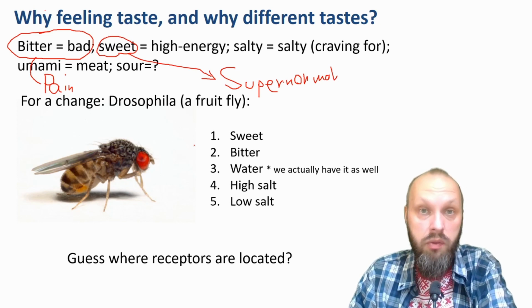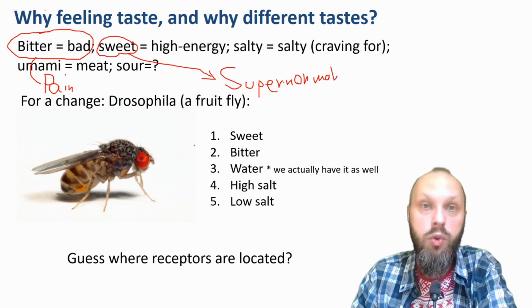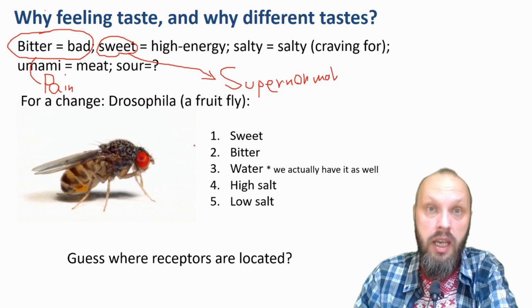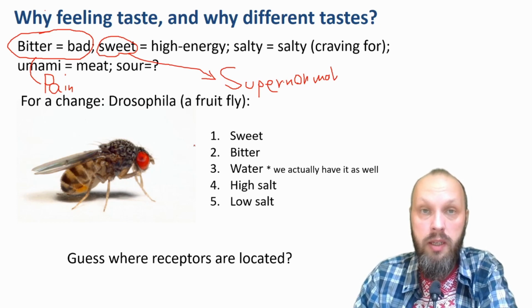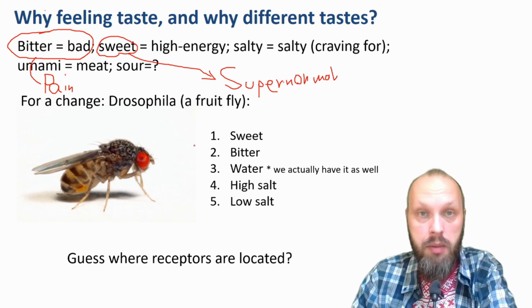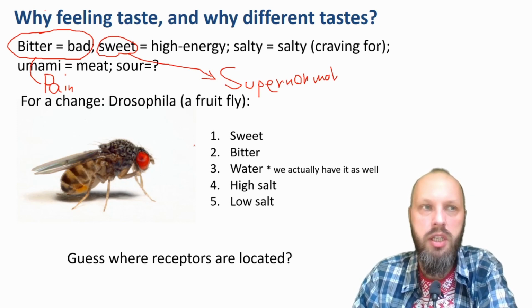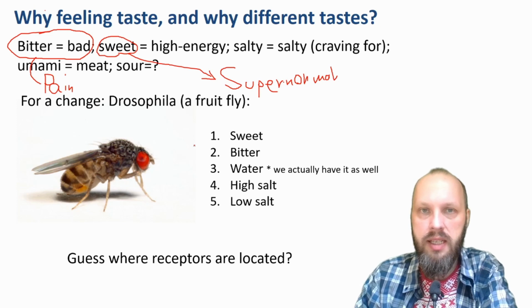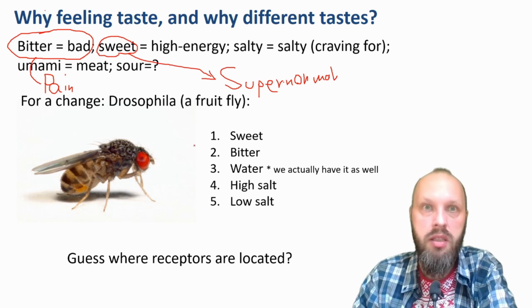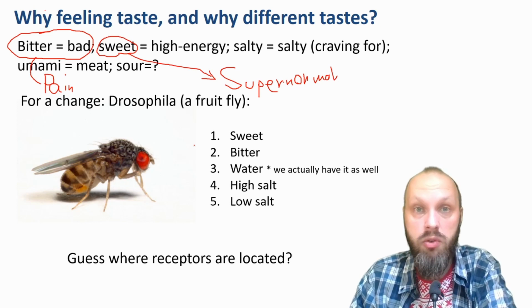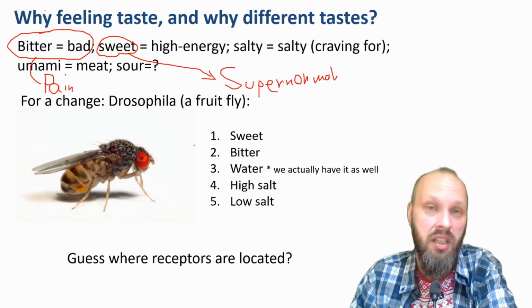Then, of course, they will have bitterness in case the fruit is actually poisonous or something, in case it has chemicals that are not helpful for the Drosophila. They also have a water receptor, and we also have a water receptor. We just cannot consciously perceive it because we don't feel anything when water is not present. And then they have high salt and low salt. This means that there are two proteins and two types of sensory cells that respond to different concentrations of salt. I am not sure what it means in practice and how to relate to that.